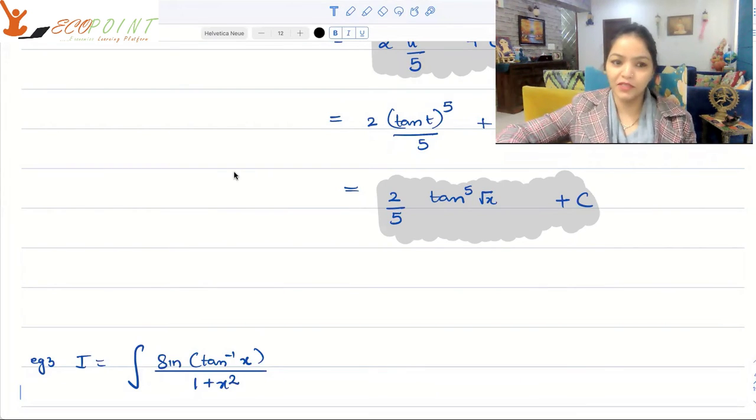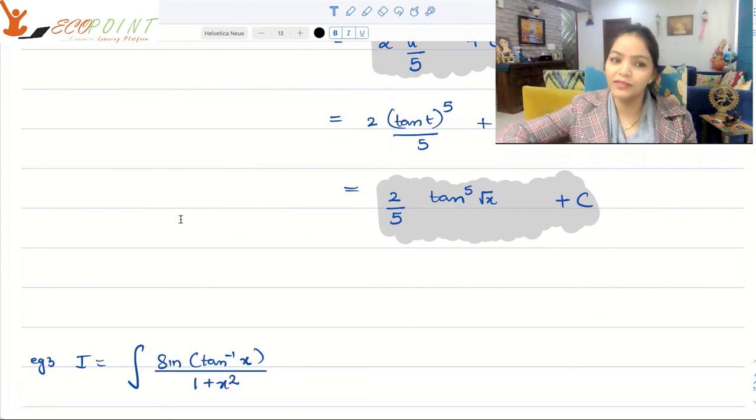Next example for substitution: integrate sine of tan inverse x upon 1 plus x square. So you do not have simply sine x here. You have sine of tan inverse x, right? So this calls for substitution.